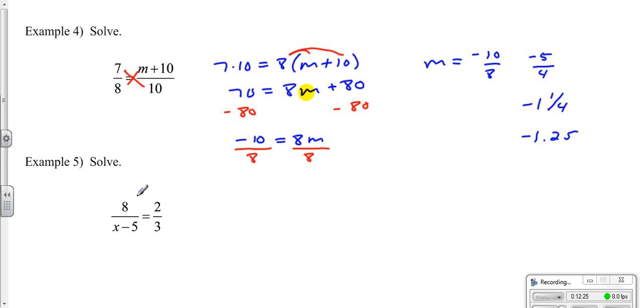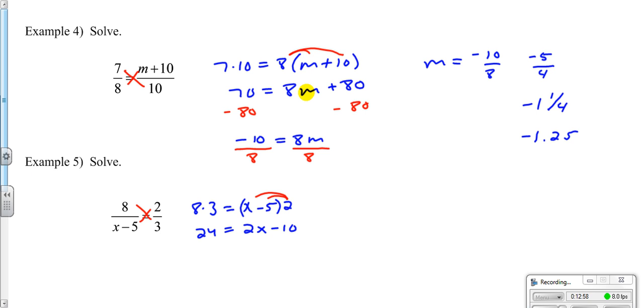Alright, next question. Again, cross multiply. And I have 8 times 3 equals, I'm going to write this in different order so you know that it's still the same process, times 2. Alright, so we distribute. Doesn't matter if it's in front or on the back side. So we have 24 equals 2 times x is 2x. 2 times the negative 5 is negative 10.